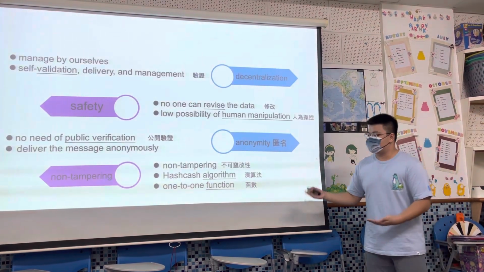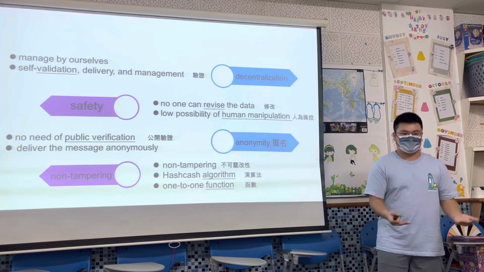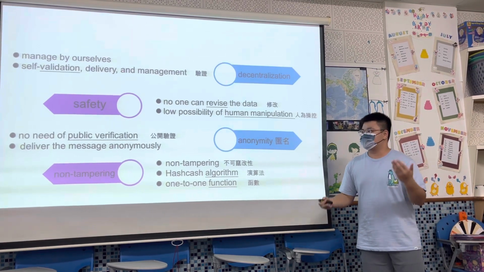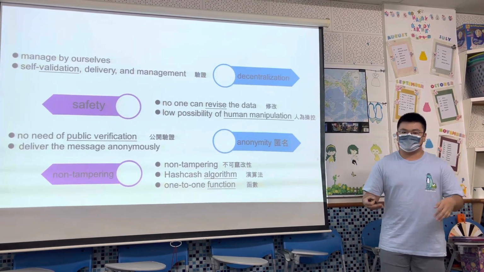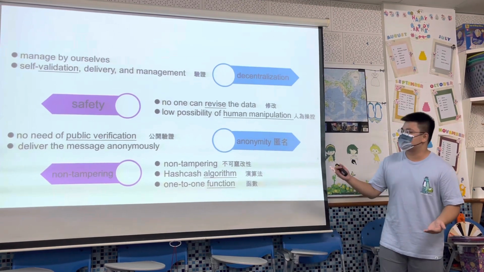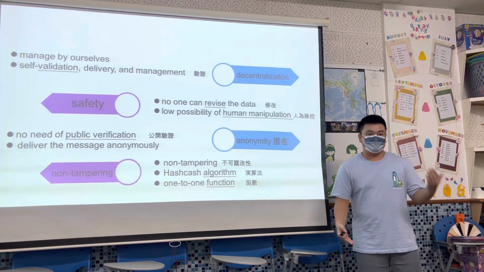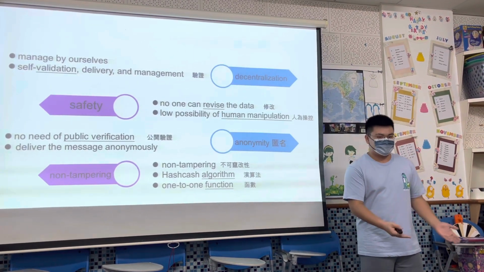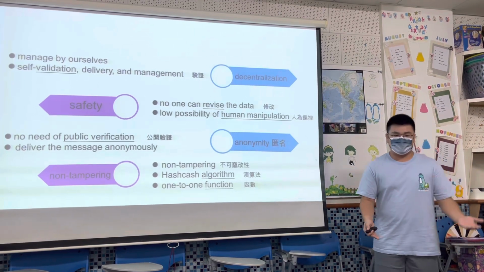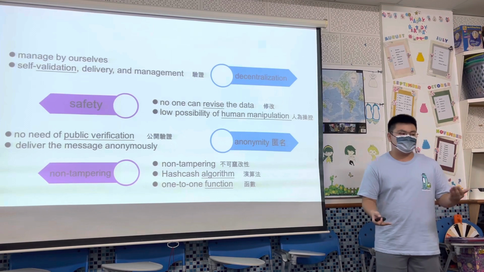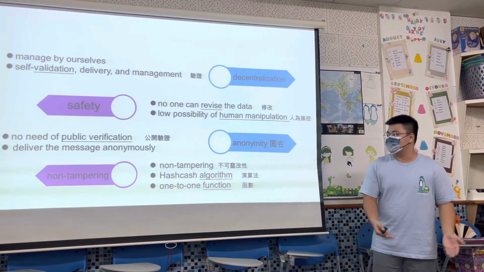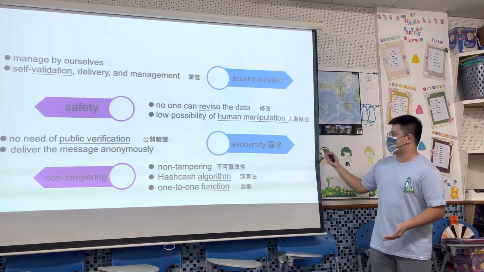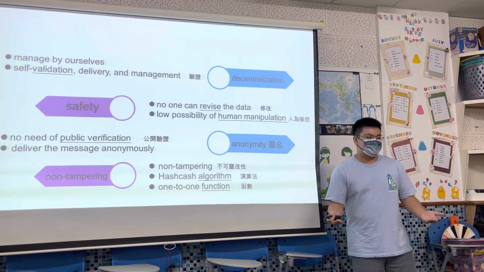And here are four features of blockchain. The first one is decentralization, which means we can manage the system by ourselves, and no matter what we want to do, we have to do self-validation, delivery, and management. In other words, we take action by ourselves instead of others. Secondly, it's safety. Since no one can revise the data stored in the blockchain, it causes a low possibility of human manipulation. The third one is anonymity.